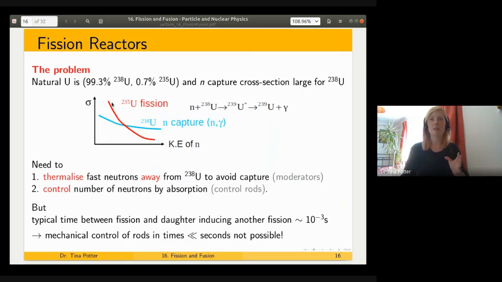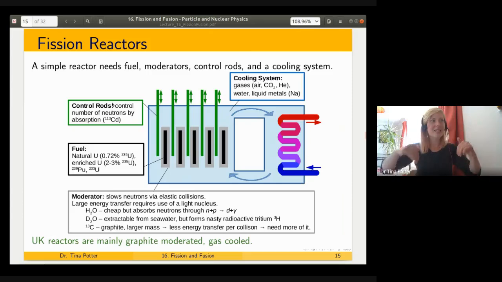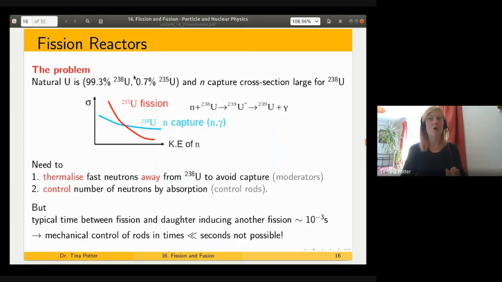And so if you remember, these control rods are huge. They need to be lowered in and out of our reactors. We can't do that on the time scale of a millisecond or milliseconds. This is going to take quite a long time. Even if we could do it on the order of seconds, we're not going to be able to control the interaction because of the rates that this is happening.